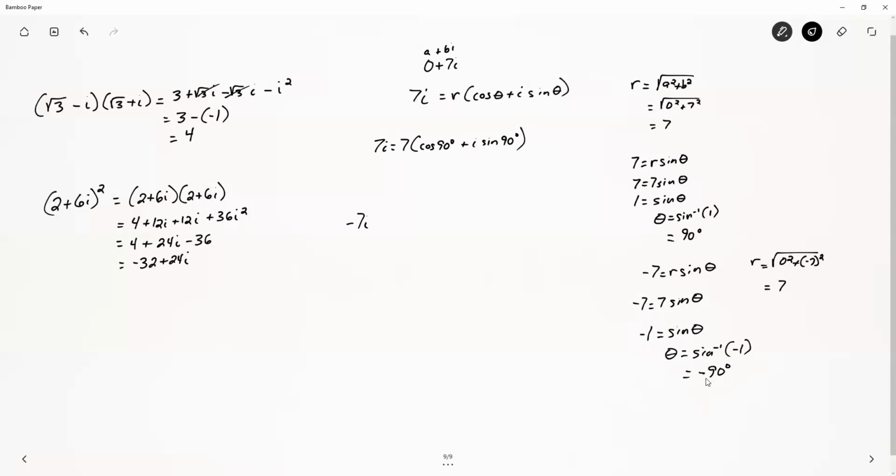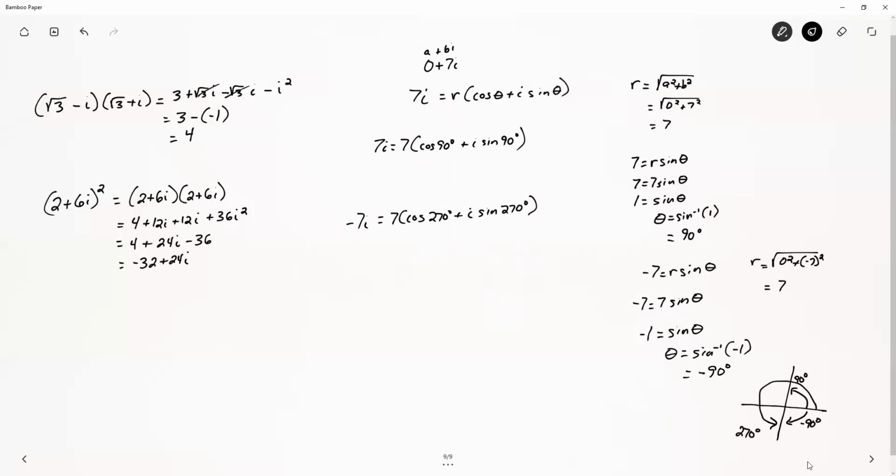Now, here's the thing. You don't want to write negative 90 degrees. So think about this. With 90 degrees, we always go counterclockwise. That gives you that 90 degrees. But when it's negative, they want you to go this direction. That negative 90 degrees, from here to here, is 270 degrees. So this answer would be 7 cosine of 270 degrees plus i sine of 270 degrees. So just keep that in mind.